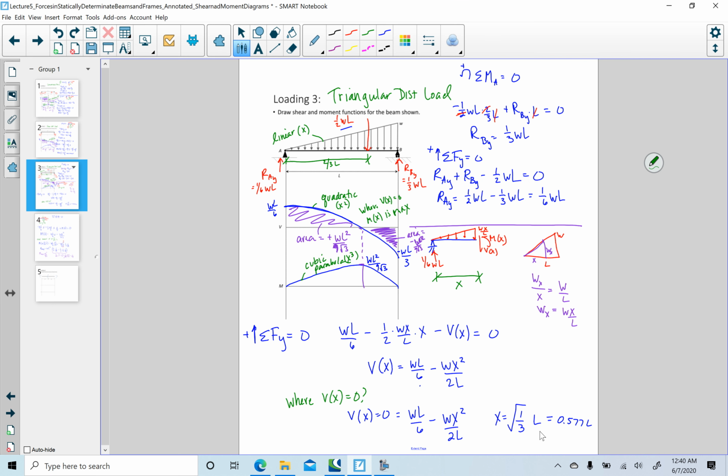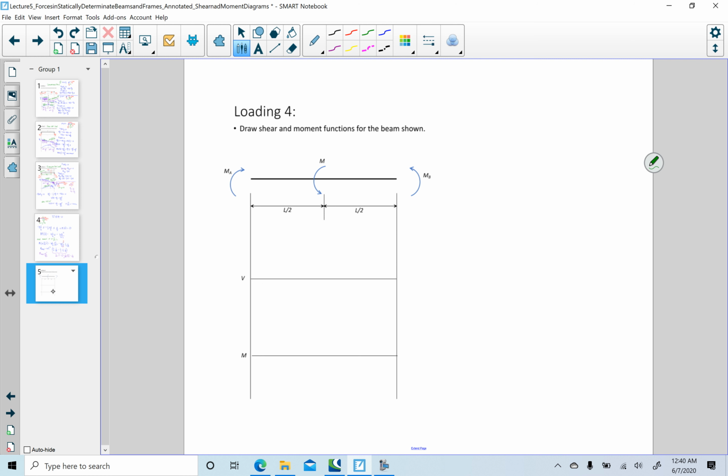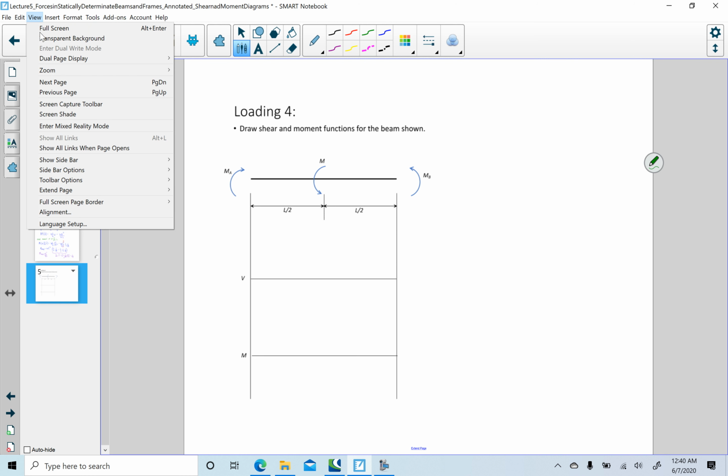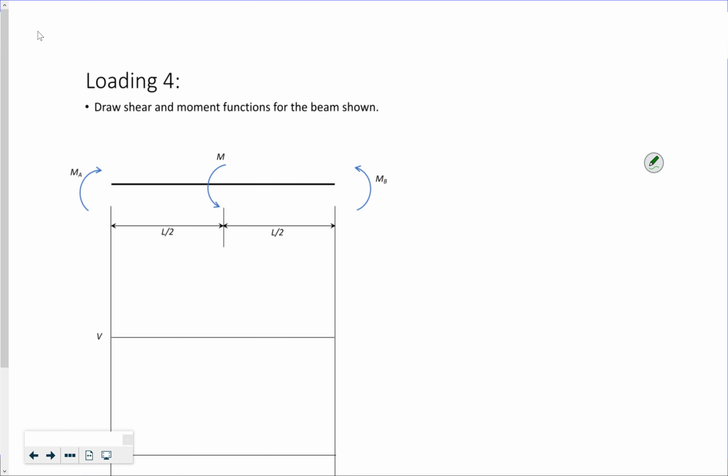The last function we have is just for fun. This isn't even a beam. Let's say we have a beam that's subjected to a concentrated moment.